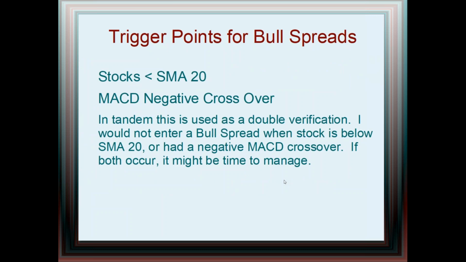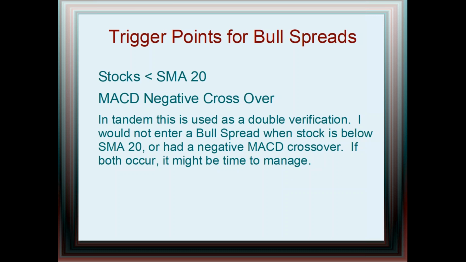The technical ones: if I'm looking for stocks originally that were above their 20-day moving average on a bullish spread, and I wanted a positive MACD crossover, some of you might use stochastics, which is perfectly fine. Some of you might use Bollinger Band breakouts, which Ernie and I tend to use as well.